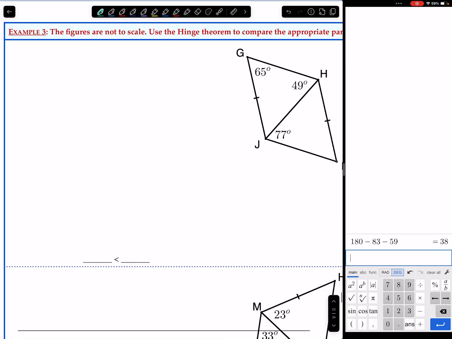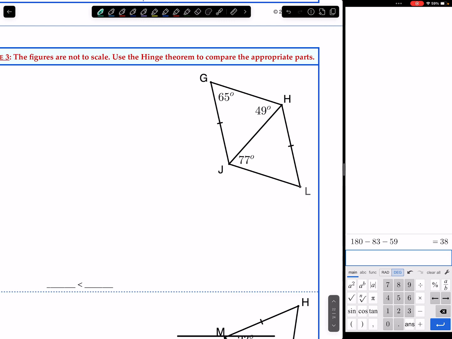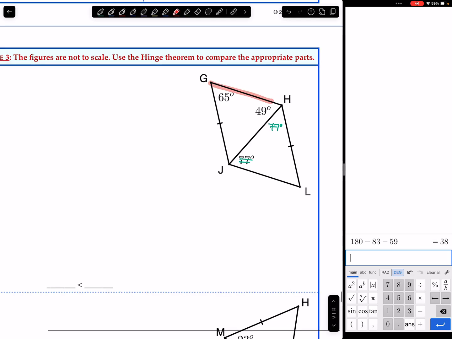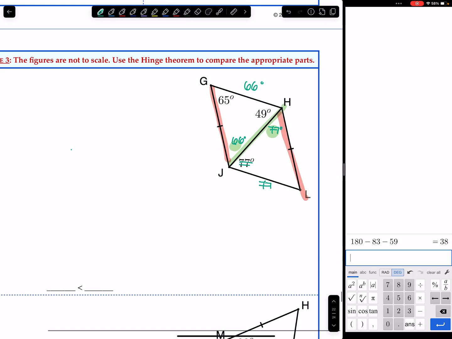Quiz and test questions look like this because they are not to scale. You have to actually understand what the angles are. Also, typo, this should be 77 degrees right there. Okay, but having said that, we're going to go through highlight, highlight, and then highlight in the middle. And so the included angles are this one and that one. And this angle here turns out to be 66 degrees. So I can pull that one out, that's 66, that's 77. So our conclusion is that GH, that side, is less than JL, that side.